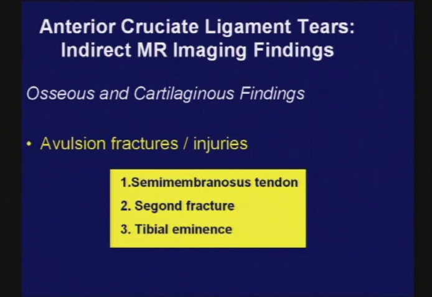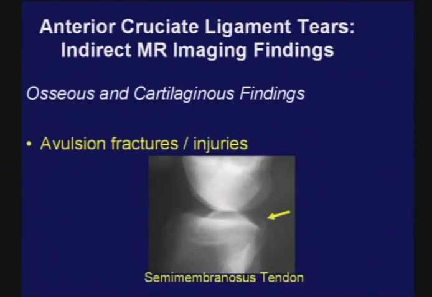There are 3 avulsion fractures that may accompany tears of the anterior cruciate ligament. We talked about some of the important injuries of the semimembranosus tendon and all of its arms. And we have seen examples of avulsion fractures where at least one of these arms attaches to the tibia. And this is the kind of bone fragment that you will see.